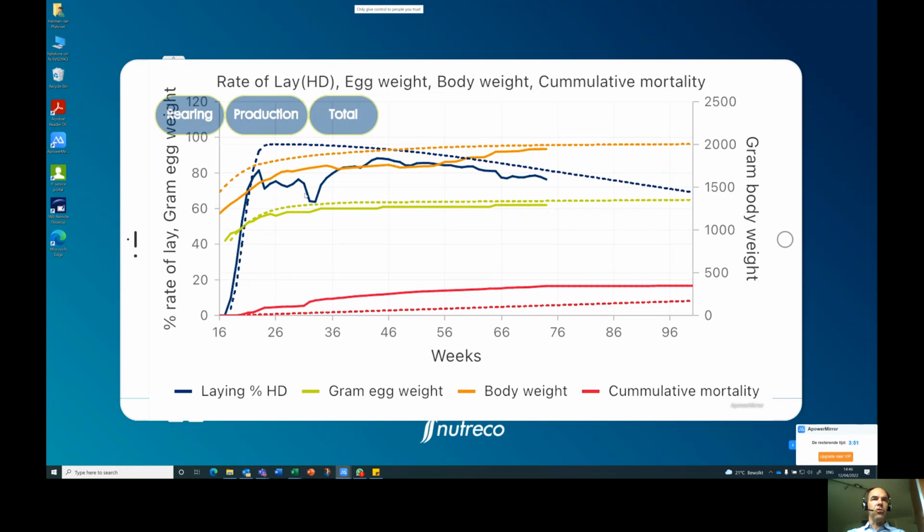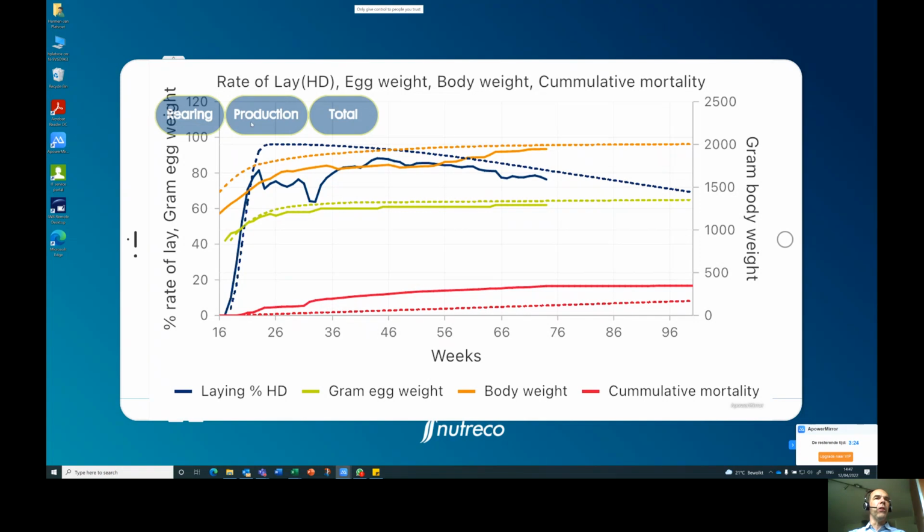And then you see the lines in the graph showing what is what. So the blue line here, the solid blue line, is the production. The dotted blue line is what the production could be, or maybe should be. The orange dotted line is what the body weight should be, and the solid orange line is what the body weight actually is. The same goes here for egg weight, which is a bit lower than the norm, and the red dotted line and the red solid line are the cumulative mortality.